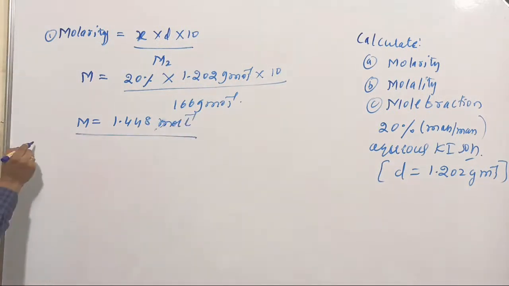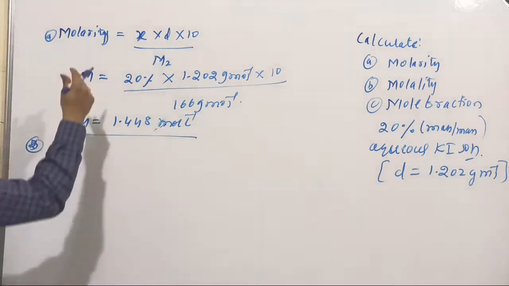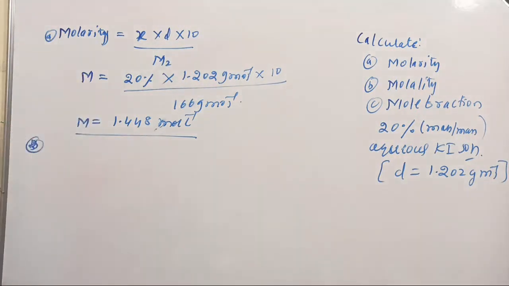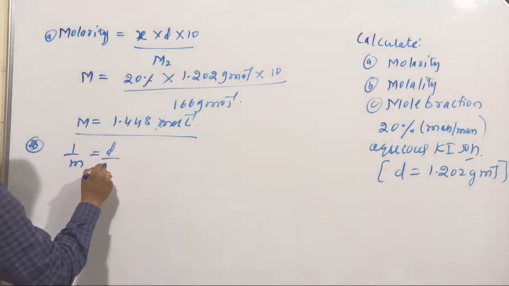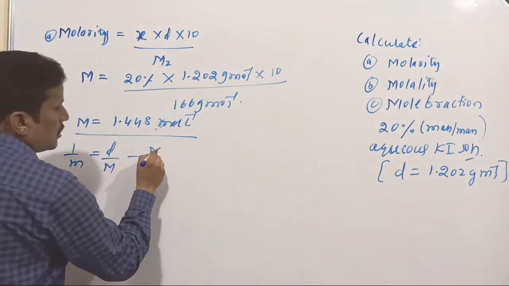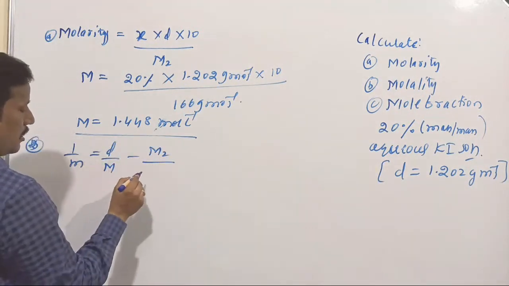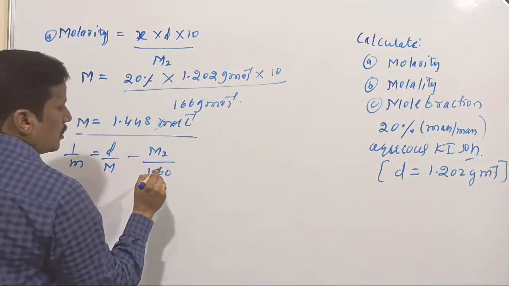So first bit is over. Second one, A is molarity, B they are asking molality. Molality, just now I wrote one expression: 1 by m is equal to d by M minus m2 divided by 1000.